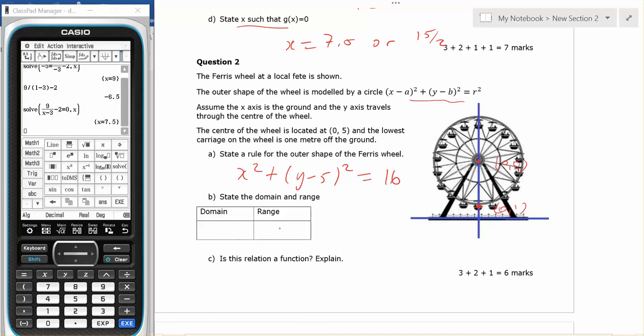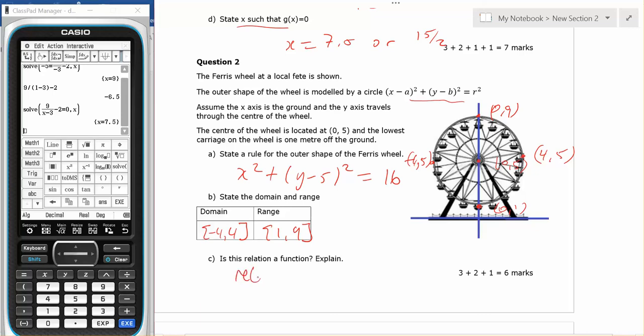Right, state the domain and range. Well, if the radius is 4, that's 0, 9. If I go left, I'm at -4, 5. If I go right, I'm at 4, 5. So the domain would be between -4 and 4, and the range would be 1 to 9, including.